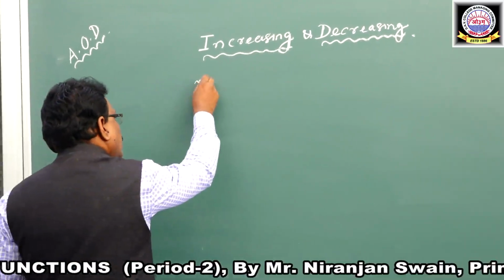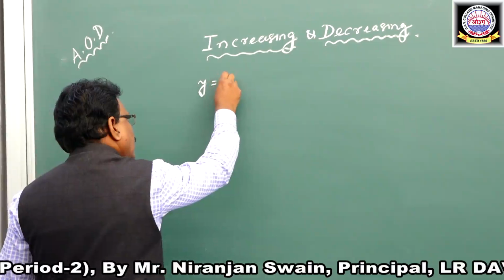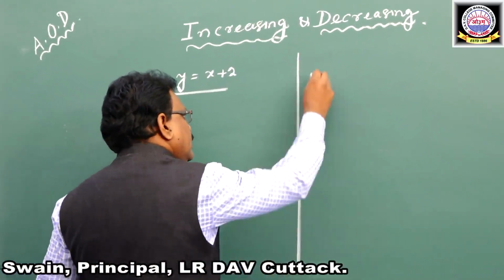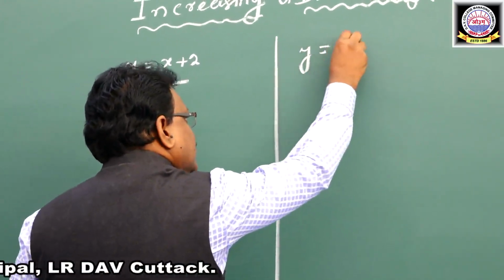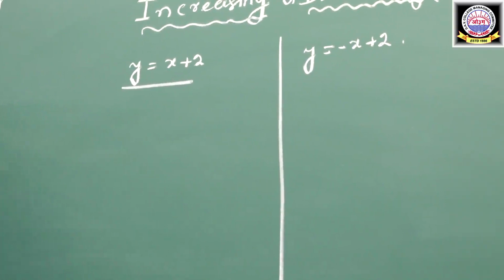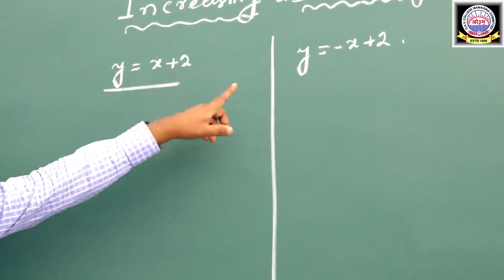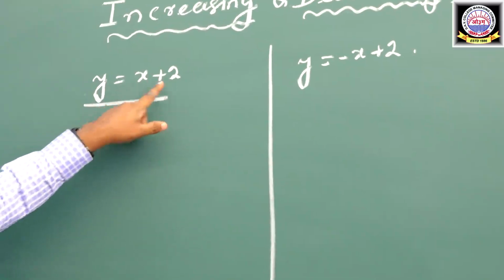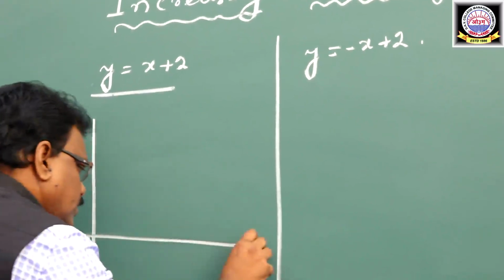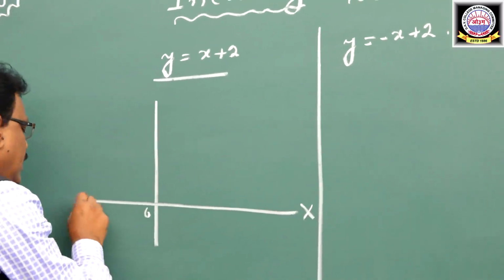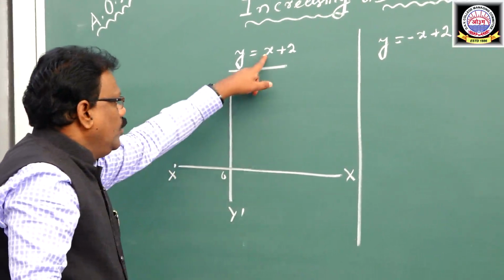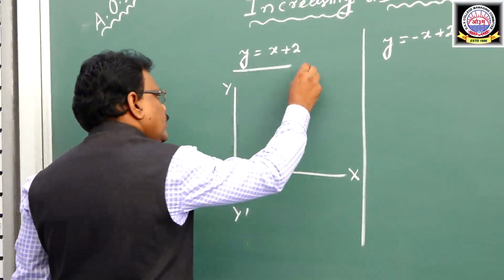I am taking two linear equations, y is equal to x plus 2, one function. Another function I am taking, y is equal to minus x plus 2. Let us draw the graph of the two functions. So, obviously it is a straight line, y is equal to mx plus c. Suppose I am going to draw the graph of this function. Let this be your x axis and this the y axis. And the slope of the function, m, here m is equal to 1.